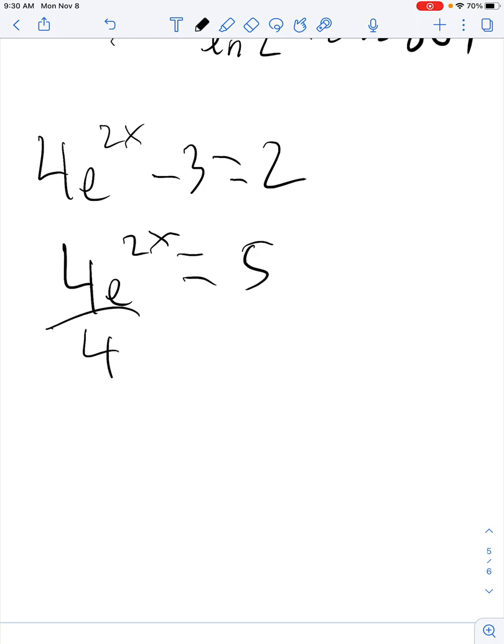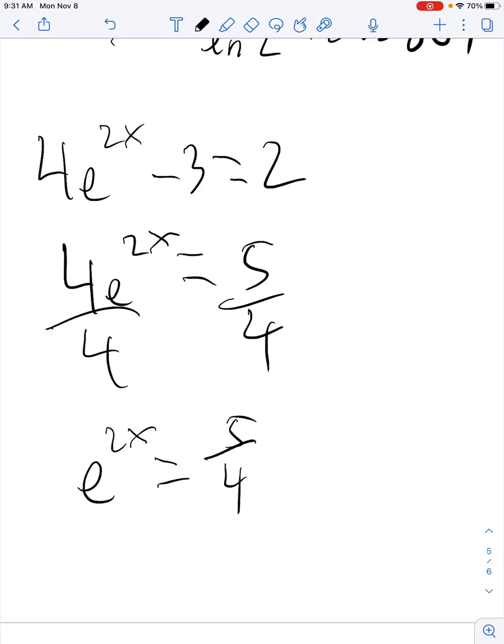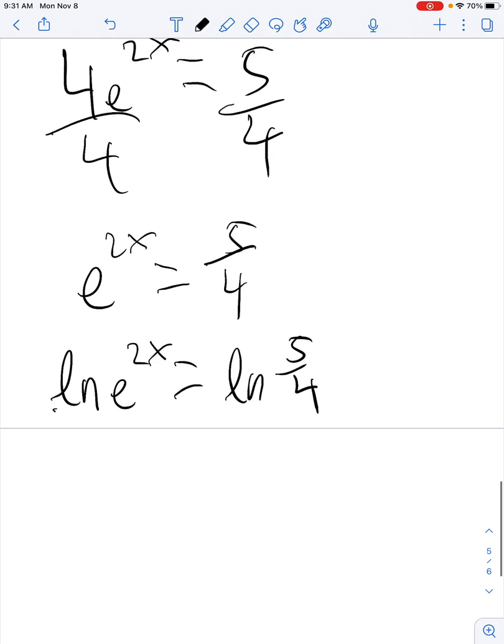And then again, my goal is to get x by itself. So I'm going to divide by 4. So e^(2x) equals 5 over 4. Then to get rid of e, I need to use the inverse, which is the natural log. So I'm going to say ln of e^(2x) equals ln of 5/4. Again, this is going to cancel out, so I'm just going to be left with 2x equals ln 5/4.